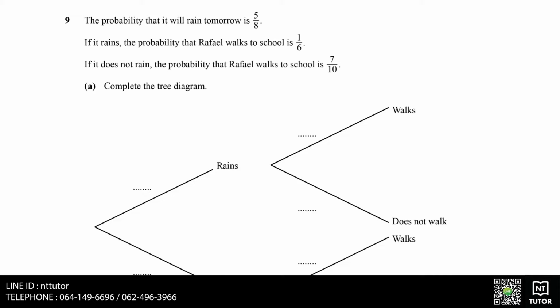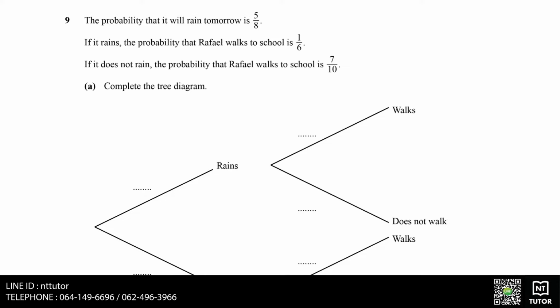The probability that it will rain tomorrow is 5 over 8. If it rains, the probability that Raphael walks to school is 1 over 6. If it does not rain, the probability that Raphael walks to school is 7 over 10.